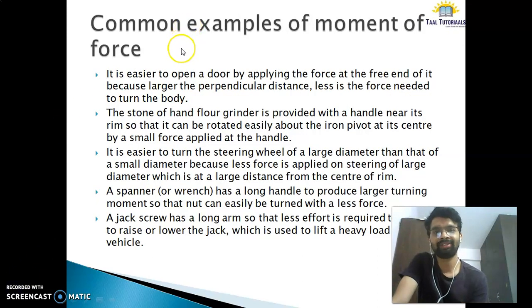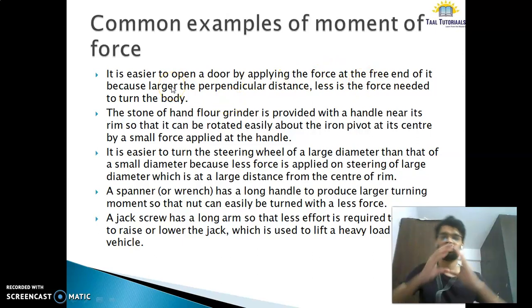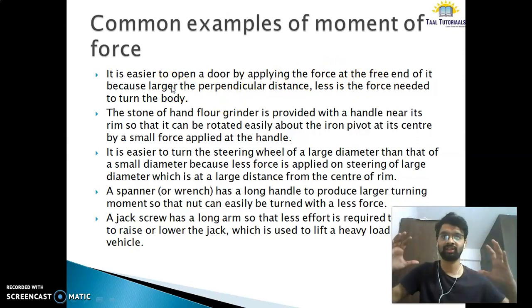Here we will be discussing some common examples of moment of force. See, it is very easy to open a door by applying the force at the free end of it because the perpendicular distance is great.